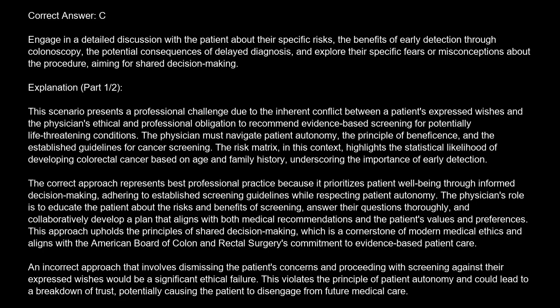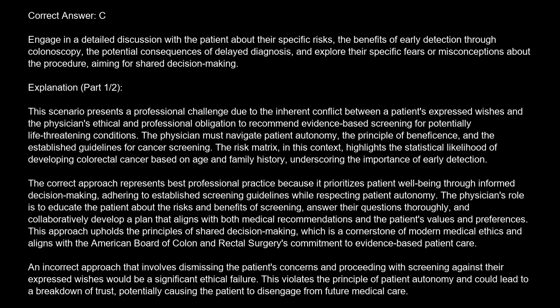Explanation. This scenario presents a professional challenge due to the inherent conflict between a patient's expressed wishes and the physician's ethical and professional obligation to recommend evidence-based screening for potentially life-threatening conditions. The physician must navigate patient autonomy, the principle of beneficence, and the established guidelines for cancer screening. The risk matrix in this context highlights the statistical likelihood of developing colorectal cancer based on age and family history, underscoring the importance of early detection.